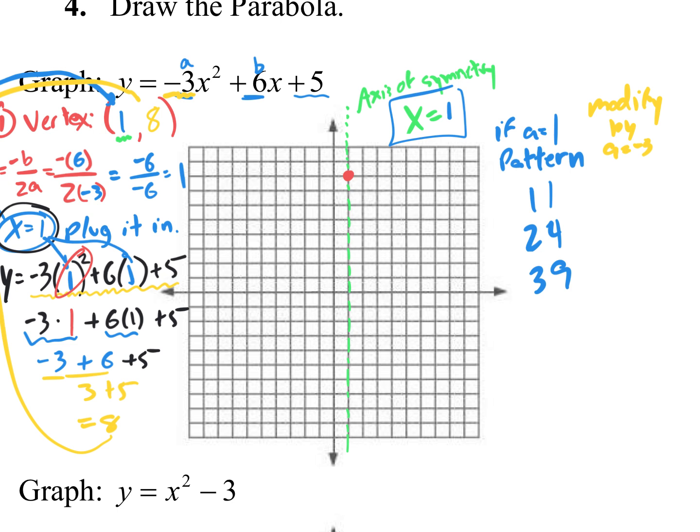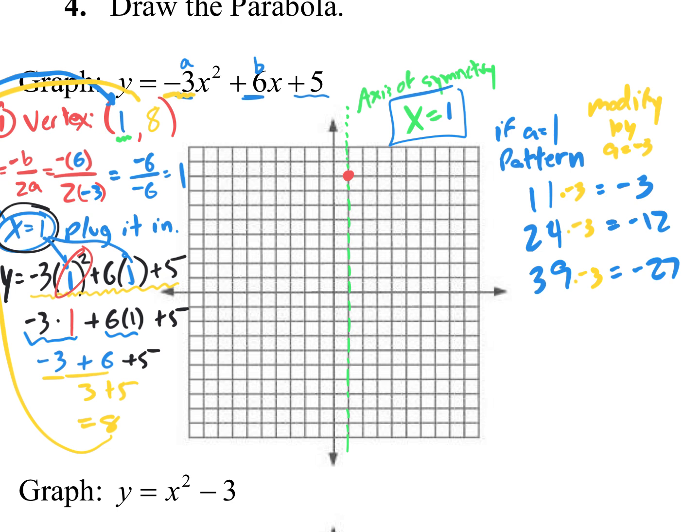You simply go to the outputs of your pattern, and you multiply these all by whatever that new a value is. So since the a value is negative 3, we have to multiply the 1, the 4, and the 9 by negative 3. So you're just going to go times negative 3, times negative 3, times negative 3. And so instead of 1, 1, you're going to have 1, negative 3. The next one, instead of 2, 4, is 2, negative 12. And the next one, instead of 3, 9, is 3, negative 27.